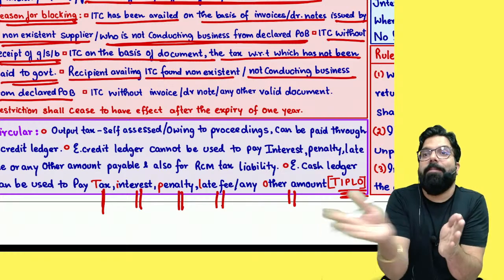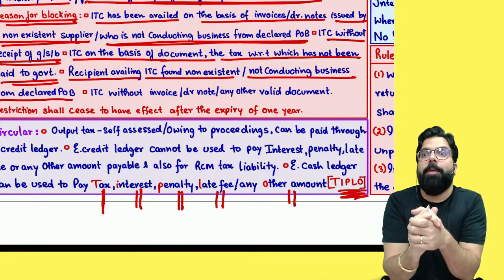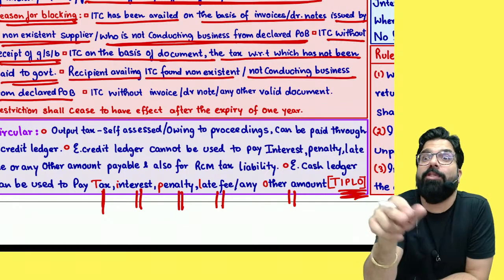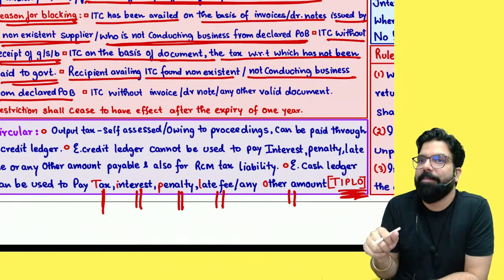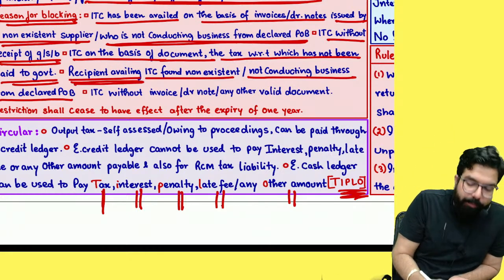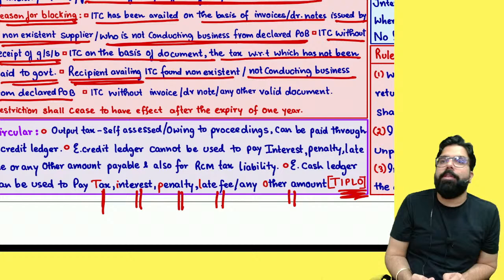Sir, I changed my place of business. Now this is my new place of business. Are you guys able to understand? He will tell, if this is the new place of business, why didn't you change your business address through an amendment? Are you guys able to understand? So what they are telling is, if you are not found, then also they can go ahead and block the credit.